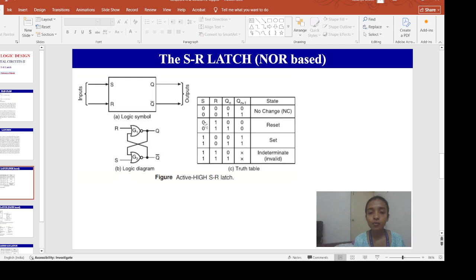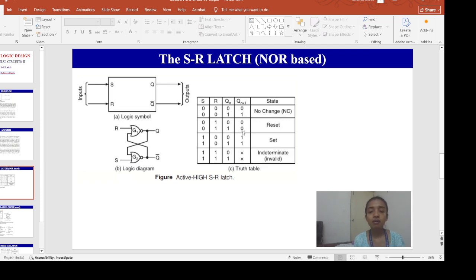You can see, when set is 0 and R is 1, present state Qn becomes 0. It is exactly following the S. So if Qn is 0, then Qn plus 1 will also be 0. Then if set is 0 and reset is 1, in this case, if your present state is 1, then Qn plus 1 will also be equal to 0.